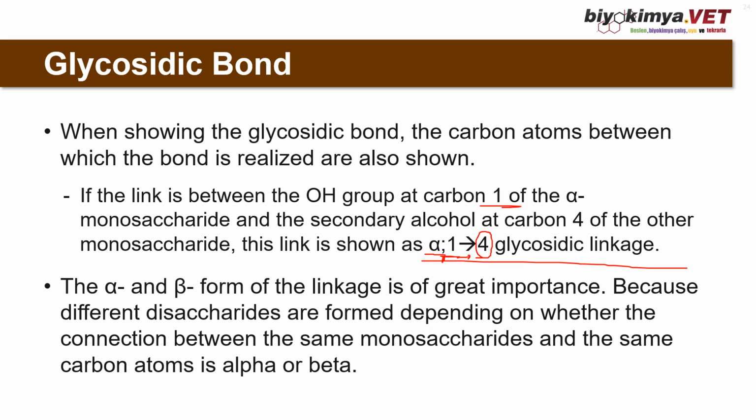The alpha and beta form of the linkage is of great importance because different disaccharides are formed depending on whether the connection between the same monosaccharides and the same carbon atoms is alpha or beta. And a good example is maltose and cellobiose. Even though they carry the same type of monosaccharides, the different pattern of glycosidic linkage forms them. Thus, the disaccharides have different characteristics and different molecular shapes.